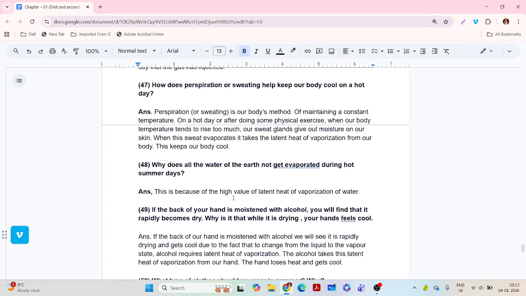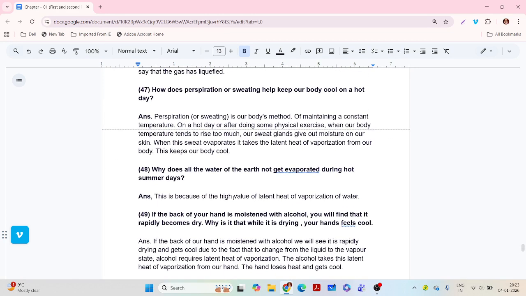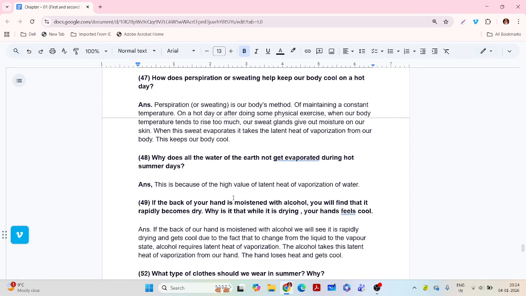If the back of your hand is moistened with alcohol, you will find that it rapidly becomes dry. Why is that? While it is drying, your hand feels cool because alcohol, when it evaporates, absorbs the latent heat of vaporization from your body and evaporates, thus leaving the body cool.